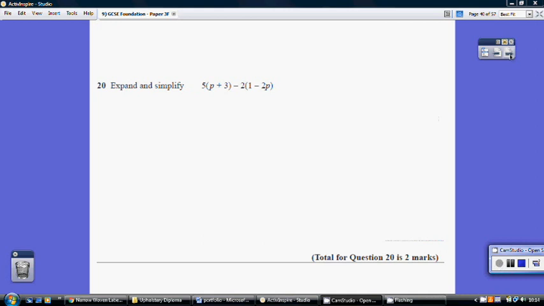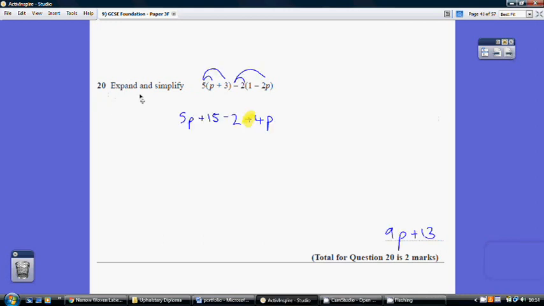Question 20. So we kick off by expanding. That's getting rid of the brackets by doing the clause. So 5 times p, 5 times 3, minus 2 times 1, and minus 2 times minus 2p. So 5 times p is 5p, 5 times plus 3 is plus 15, minus 2 times 1 is minus 2, and then be ever so careful with this one, minus 2 times minus 2p is plus 4p.